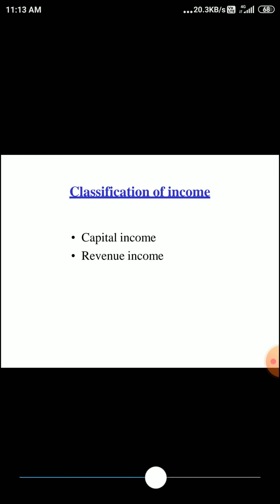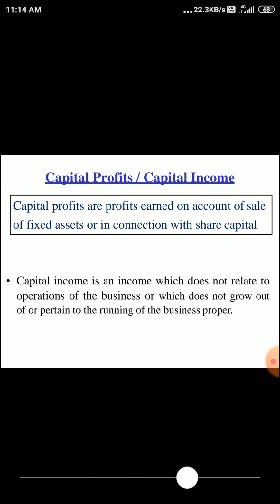The income is classified into two types. First is capital income and second is revenue income. Capital profit and capital income are one and the same. Capital profits are the profit earned on account of sale of fixed assets or in connection with the share capital. As I have told you, if you sell your assets, or in connection with the share capital, you will get capital income.